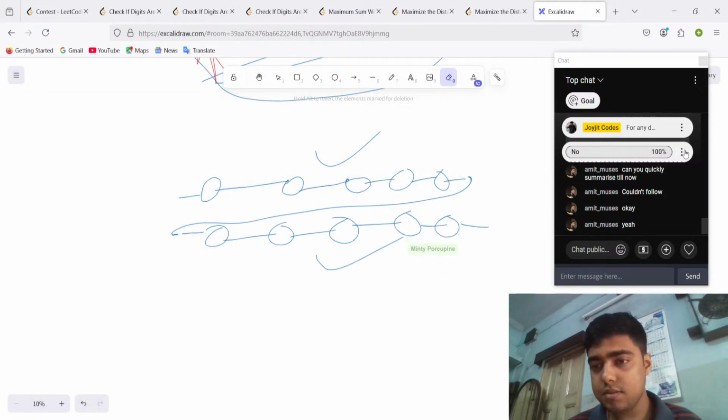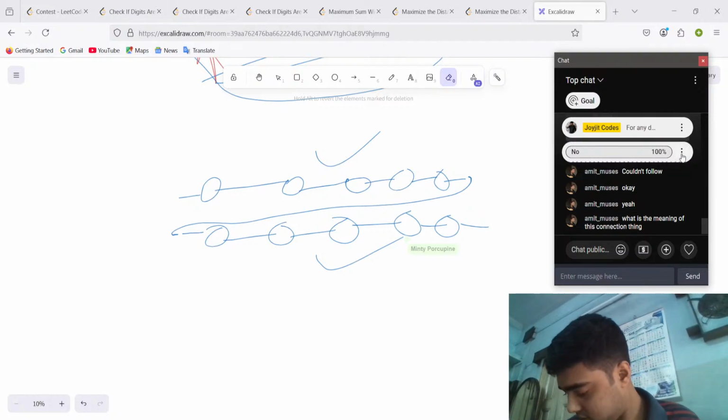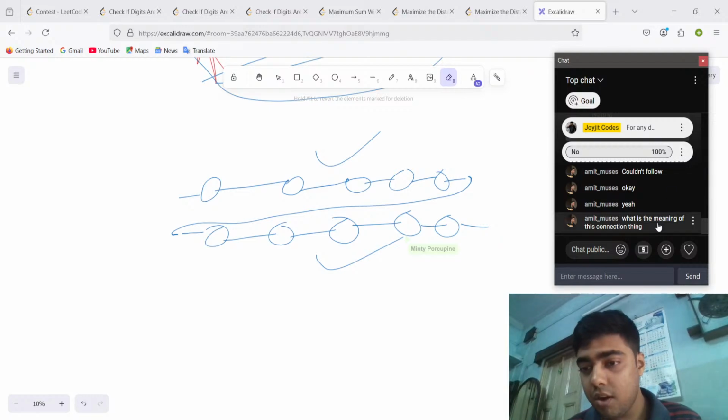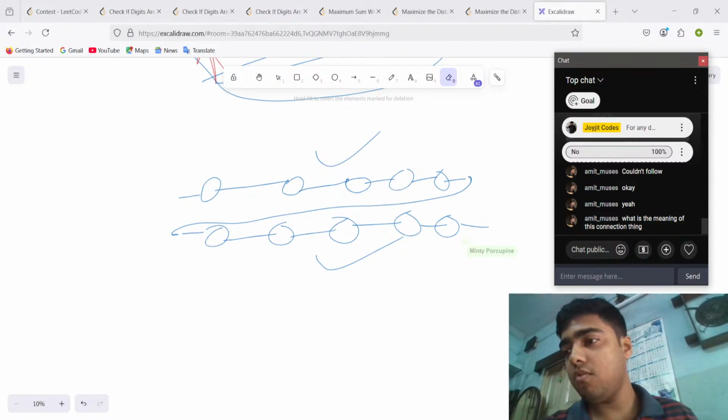Is it clear? And whoever said no, I think I'm just guessing it is Amit only. So I think now it is clear for you, right? What is the meaning of this connection thing? This connection thing is basically, okay, I'll just explain it to you. I'll tell you what I mean.